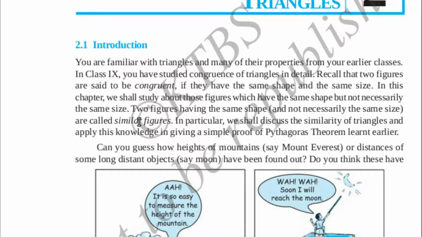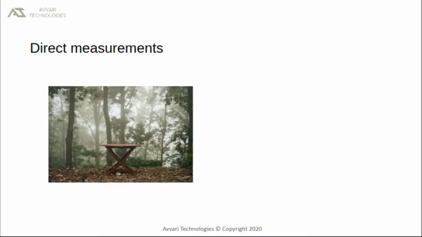So why do we need to study about similar figures? There are two ways to measure the real world object. The first one is direct measurement and the second one is indirect measurement. In direct measurements we will use physical measurement tools to find the dimensions and the angle between the sides.